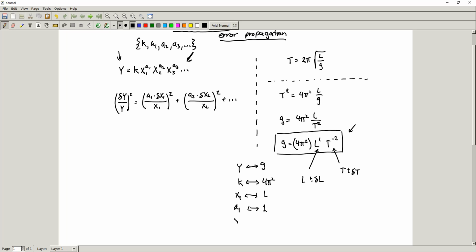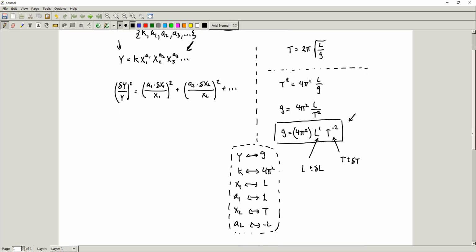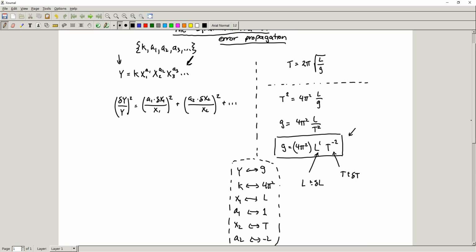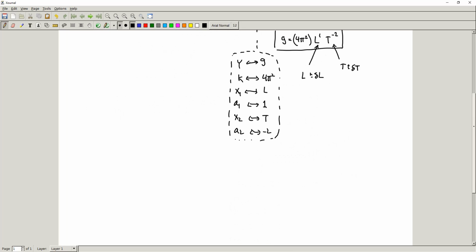And again, so what's x2 over here? Well, x2 will just be our T, and A2 will just be minus 2, okay? So if we think about sort of translating this equation on the right into this equation on the left, well, now we can just start substituting in, right? And this is what leads us to our uncertainty in G, right? So let's take a look at what our uncertainty in G will be.